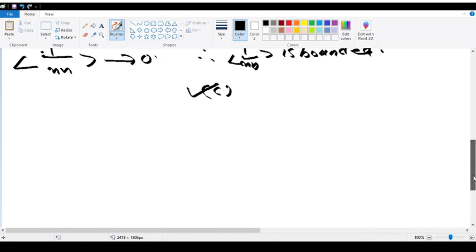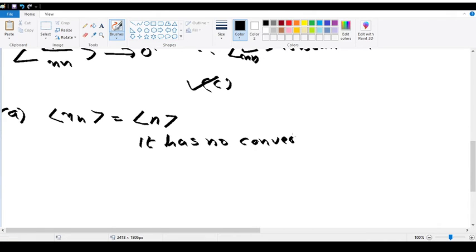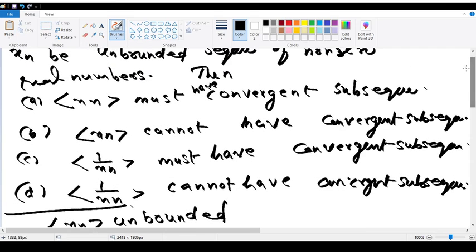So how to omit all other options? First option, we can take xn equal to n. It satisfies the given conditions: xn be an unbounded sequence of non-zero reals. So xn we take as n. It has no convergent subsequence. So first option will be false, isn't it? Xn must have a convergent subsequence. In this example, first option will be left out.